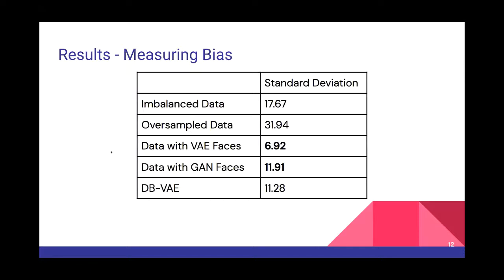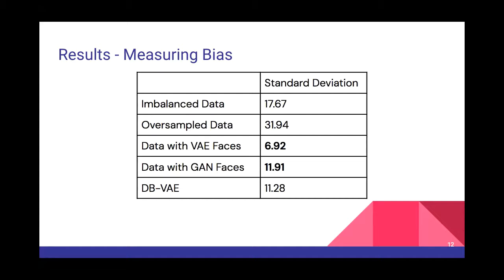And then this last comparison metric we used was standard deviation, which is essentially just measuring how big the difference in accuracy was for each of the different experiments with the different data sets. A higher standard deviation means that their accuracies were further apart, meaning there was more bias. And a lower standard deviation means there was less bias because the accuracies were closer together.